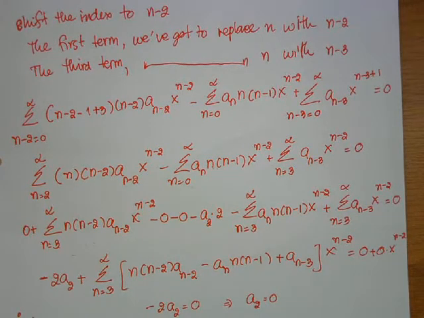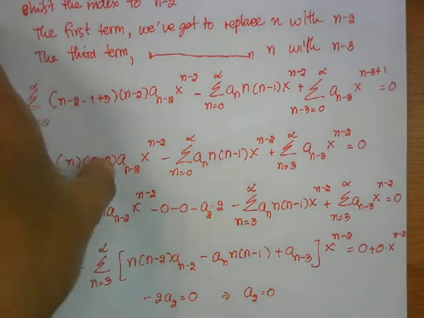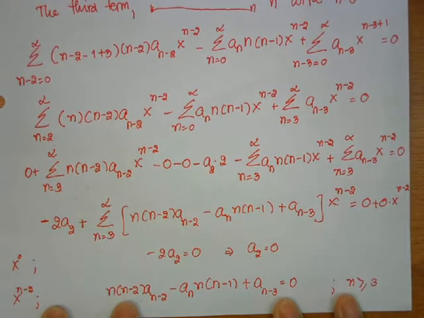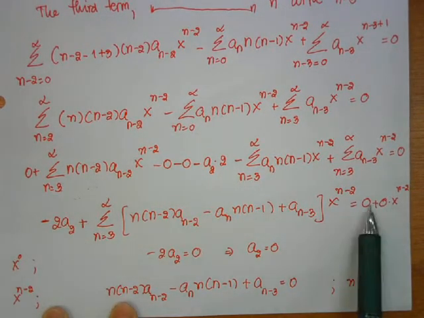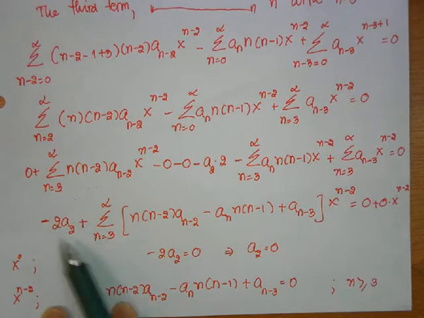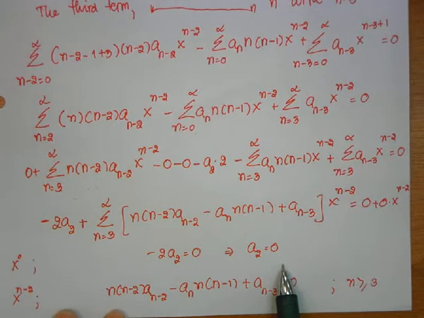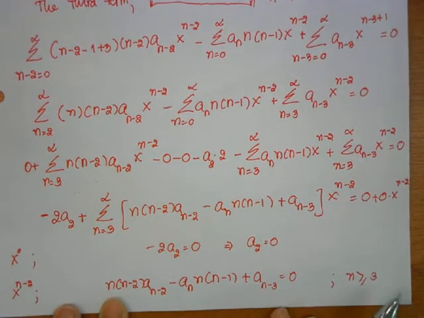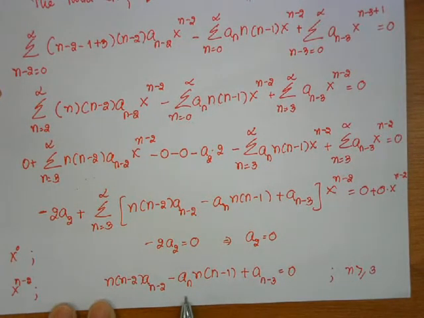And then we do the comparing of the coefficients. For the x to the power 0, you got minus 2a2 equal to 0, so a2 is equal to 0. And for the x to the power of n minus 2, you got the term inside the parentheses equal to 0. So you got the, what you call, recurrence relation.